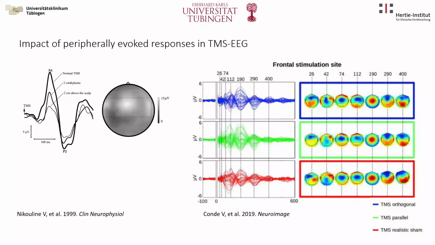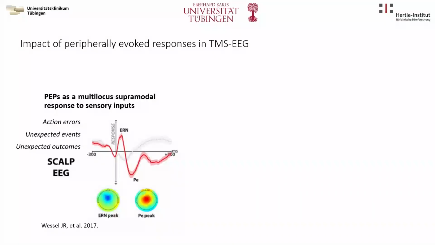So what is that about? Well, first of all, let's try to understand what these peripherally evoked responses are that we see in TMS-EEG. And those are simply event-related potentials. So you apply any sensory stimulus, regardless of what it is. It can be auditory, somatosensory, visual. You will evoke a potential.